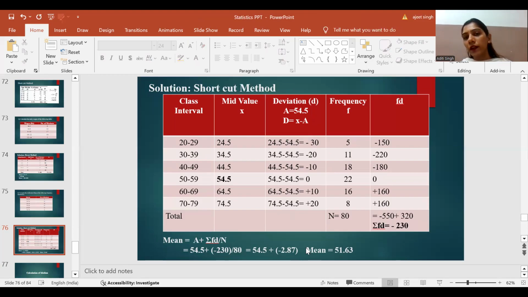As we have done both methods for calculating arithmetic mean, the direct method and the shortcut method for continuous series, now you are clear about the calculation and how we have to solve the question of mean in continuous series for both methods, the direct method and the shortcut method.